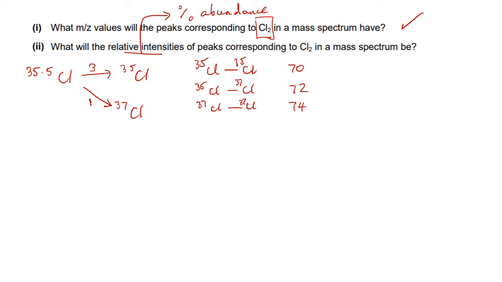So let's think. If we had 4 atoms, 3 of them would be chlorine 35 and 1 of them would be chlorine 37. But we wouldn't be able to make this molecule if we only had 4 atoms. So let's assume we've got 8 atoms. If we've got 8 atoms, then 6 of them are chlorine 35, and 2 of them would be chlorine 37.